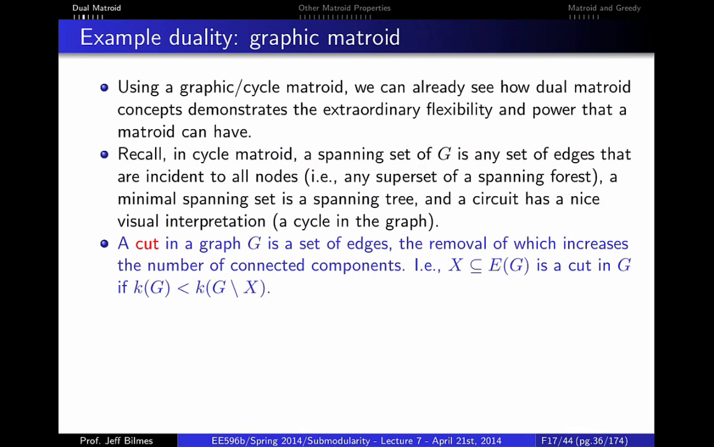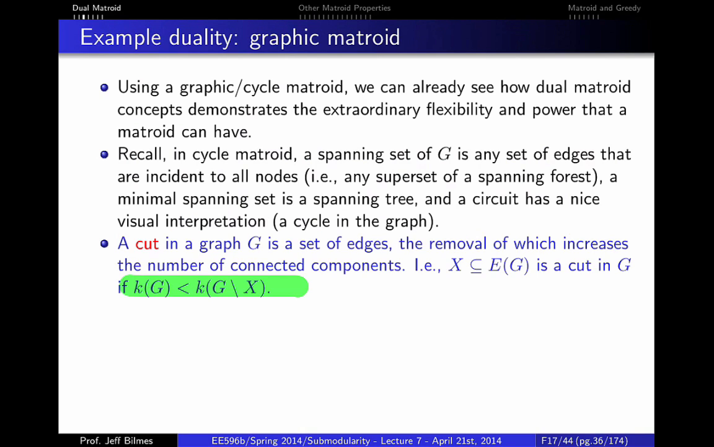Now, a cut is also something that's visually useful in a matroid. So what is a cut? Let's say you've got some graph, and a cut is a set of edges. The original graph has some number of connected components. If it's a fully connected graph with one connected component, then basically everything's connected. But the definition of a cut is a subset of edges such that when you remove them from the graph, you've strictly increased the number of connected components.